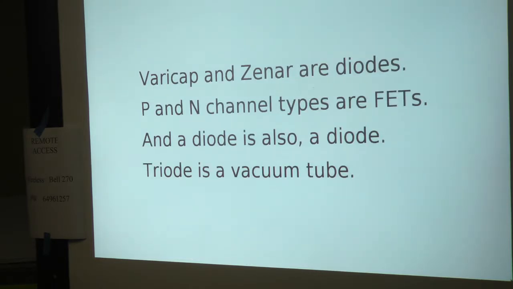Varicap and Zener are diodes. NPN channel types are FETs. Remember, the channel is part of a FET. And the diode, it's a diode. A triode is a vacuum tube.